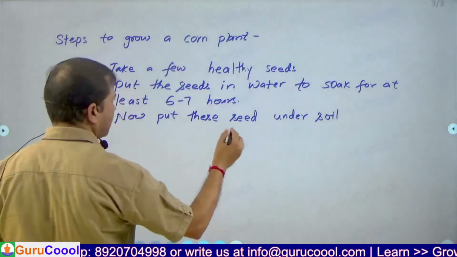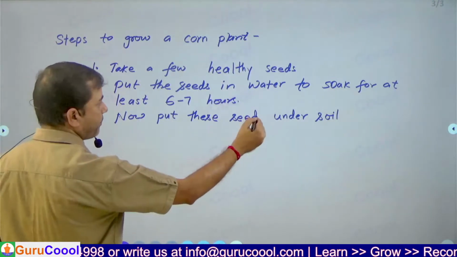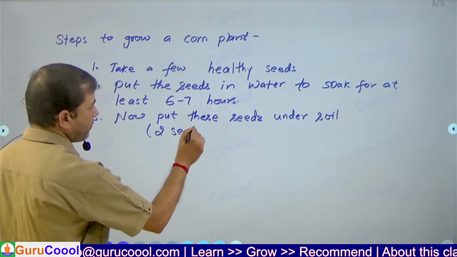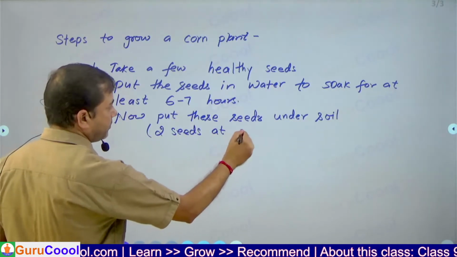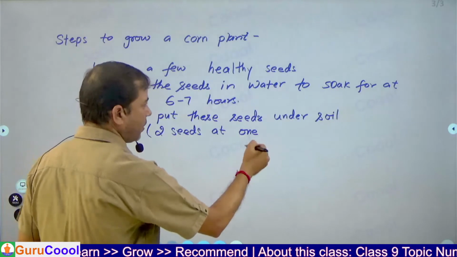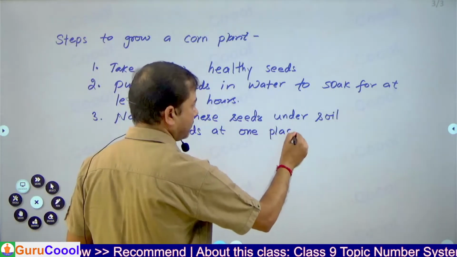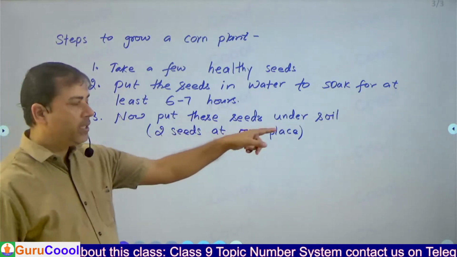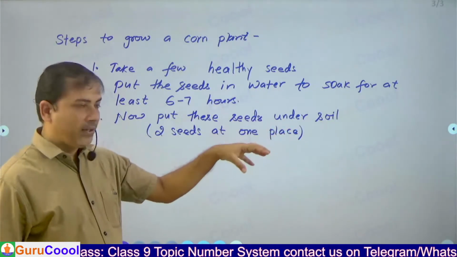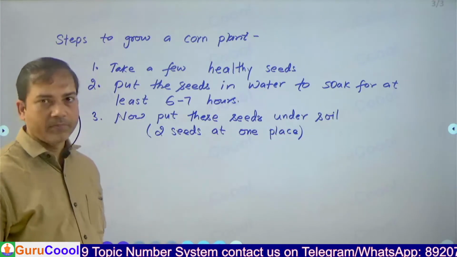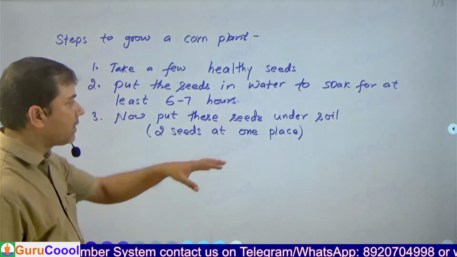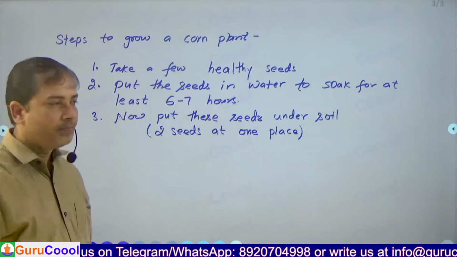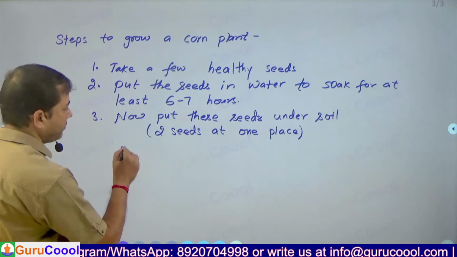Put these seeds under soil, 2 seeds at one place or in one pot. Make sure that the soil is wet. You have to put some water over it. Don't completely drain it, but give some water so that the soil is not dry. Make sure the soil is not dry.